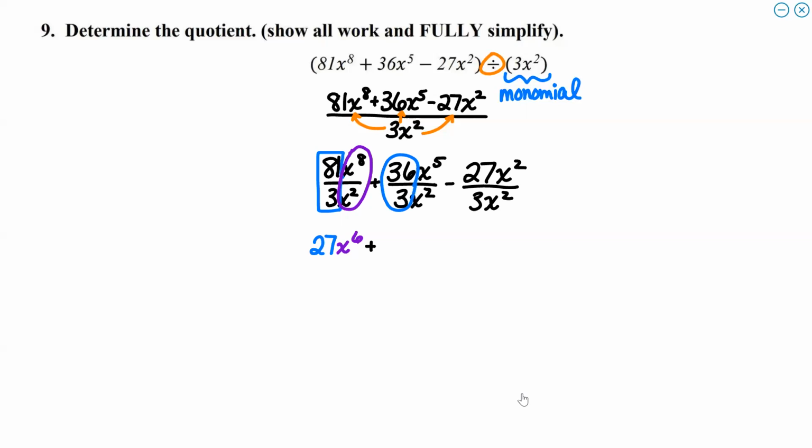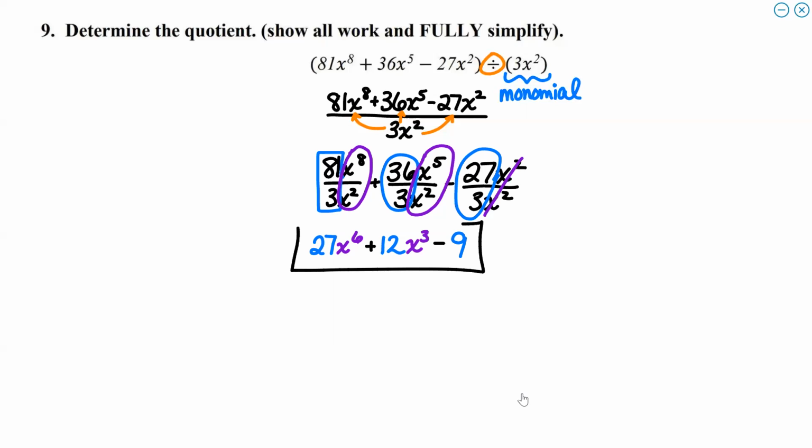First, I simplify the numbers. 36 divided by 3, 12. And then I simplify my variables. X to the 5th divided by x squared. X cubed, x to the 3rd. Bring down my subtraction, and we'll do this one more time. Numbers first, 27 divided by 3, 9. And my x's cancel out entirely. And so this would be my final answer.